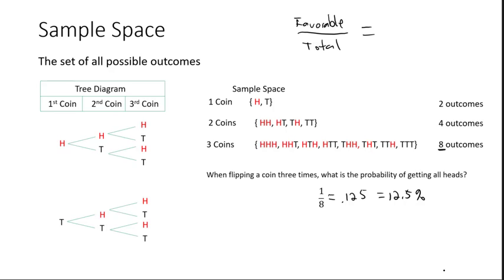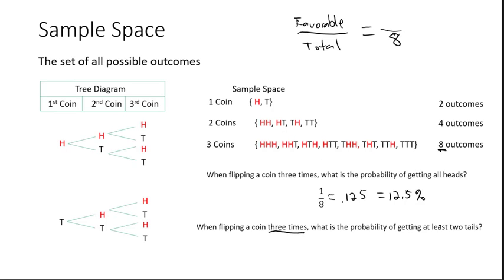Let's try another example. Here we have, when flipping a coin 3 times, what is the probability of getting at least 2 tails? So again, we're flipping the coin 3 times. When we figure out the probability, we take the favorable over the total outcomes. And the total outcomes for 3 coins we found is 8. That is your sample space. All right, so we have 8 for that.